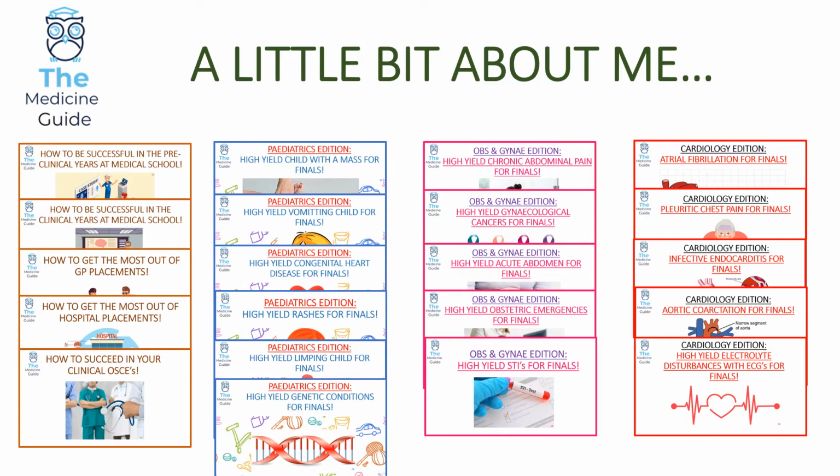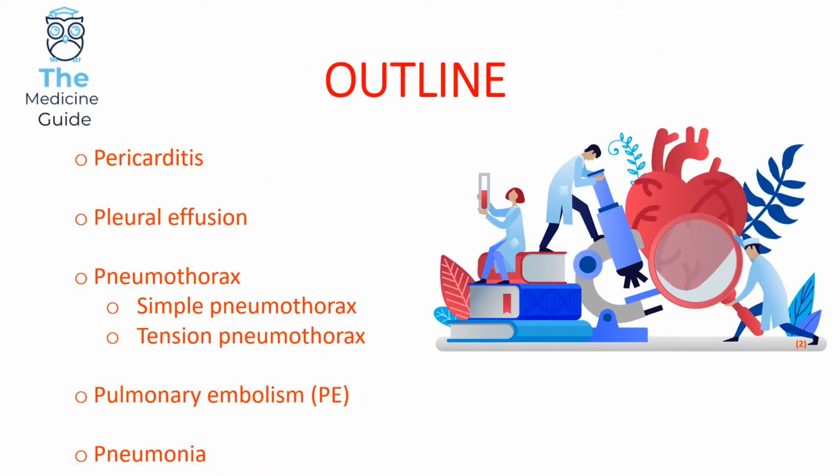So let's get started. Typically pleuritic chest pain describes a unilateral sharp chest pain. This chest pain is aggravated by deep breathing, so inspiration. It's also aggravated by coughing, sneezing and laughing. Usually pleuritic chest pain is relieved or improved by taking shallow breaths, and it can be referred to the neck and the shoulder.